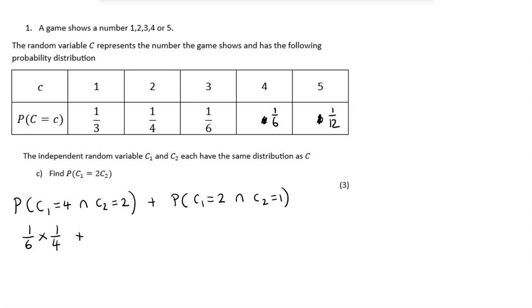But we're going to add on another way that we can do this. Okay, so we're going to add on the probability of getting a 2 on the first time and a 1 on the second go. So you're going to do a quarter times a third, and we'll work that all out to get an eighth. Right then, we're going to look at part D now.